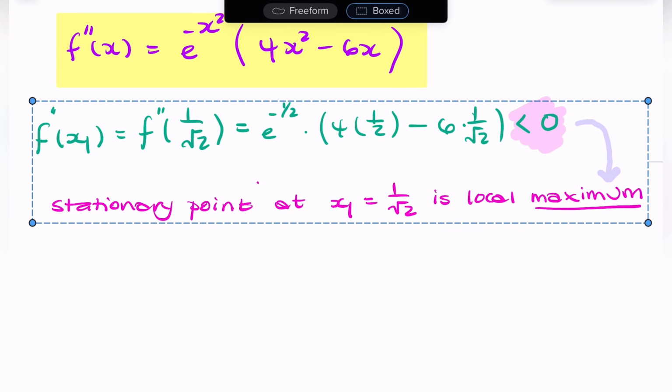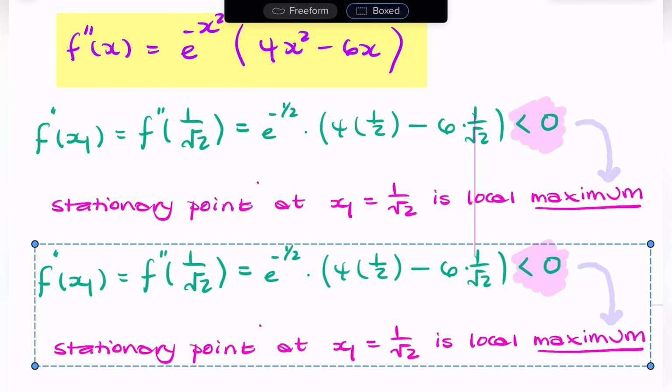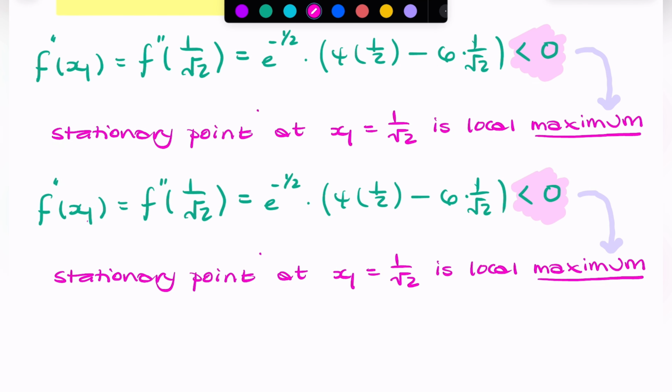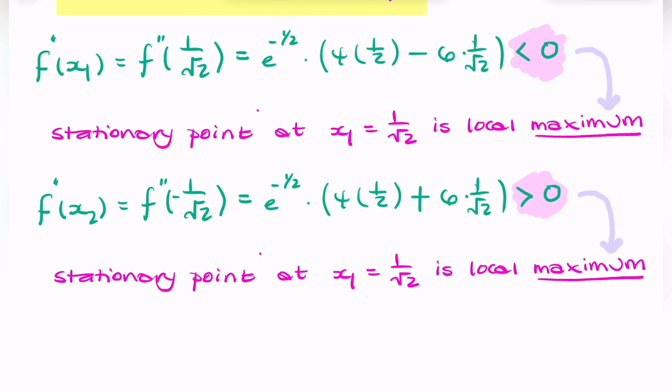Now we can do the same for x2 exactly the same way, but this time x2 is negative 1 over root 2, so that's negative, so we now have a positive here. And if you put that in your calculator, you're going to get a positive number. And because it's a positive, then the stationary point at minus 1 over root 2 is a minimum.